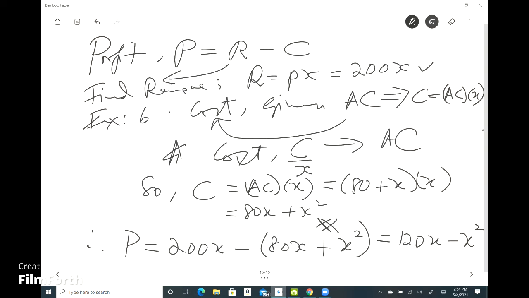So what do I get? It's a simple function, here you just use the power rule. So you get the marginal profit. So P prime is equal to what? 120 minus 2x. P prime is equal to 120 minus 2x.